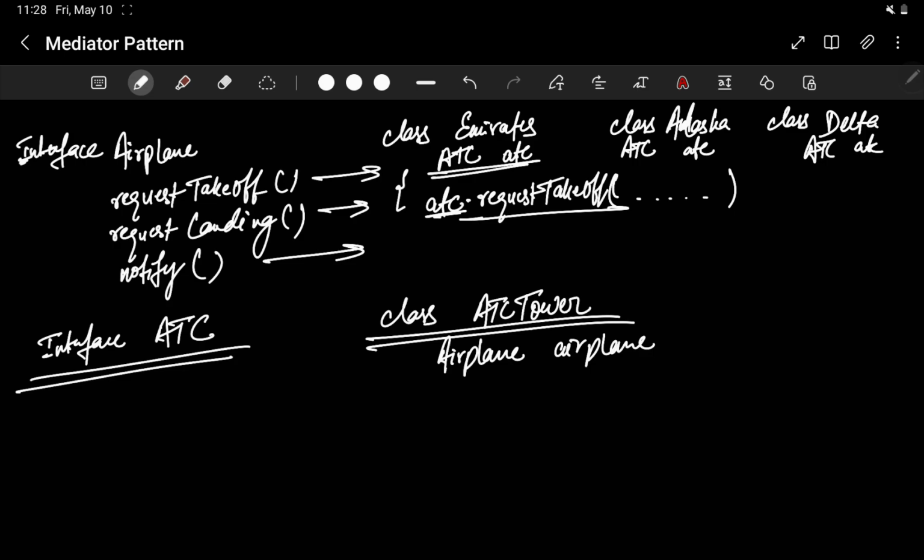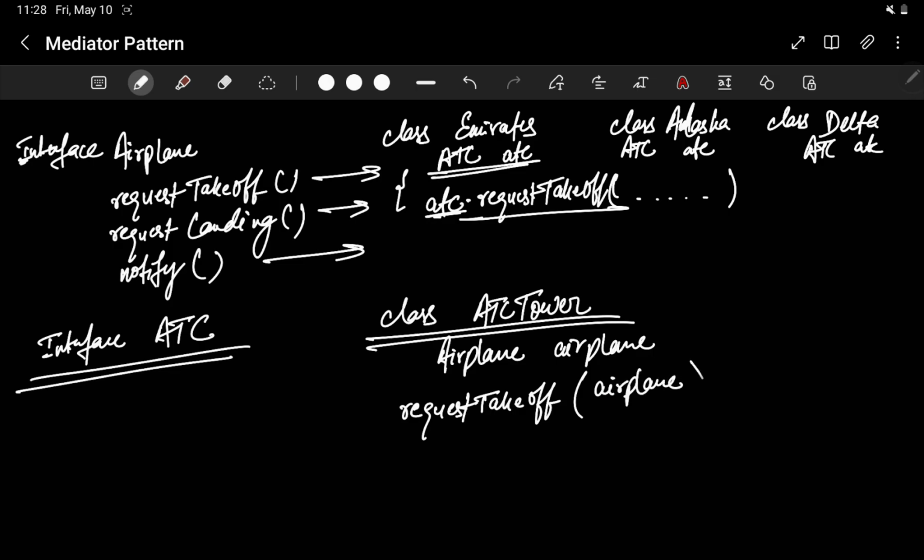Let's see the ATC request takeoff implementation of ATC. So here there is an ATC tower. What it does is it will request for a takeoff. It will have an object of what? Here we have an object of airplane. So it will have an object of airplane.